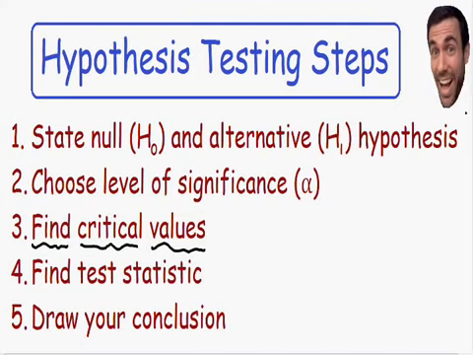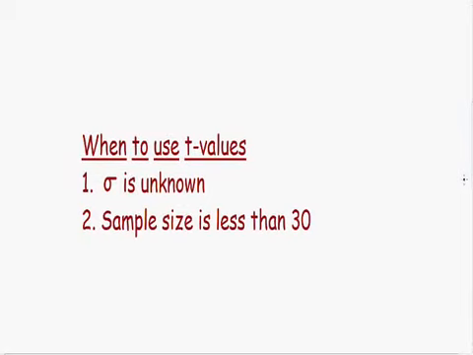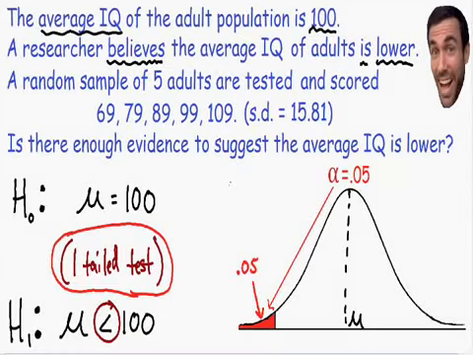Now let me explain to you why we're using a t-test for this particular example. And I wrote the two conditions when we need to use a t-value. Condition number 1 says the population standard deviation, which is sigma, is unknown. Condition number 2 says that the sample size is less than 30. So if we go back to our example, let's see if these two conditions have been met.